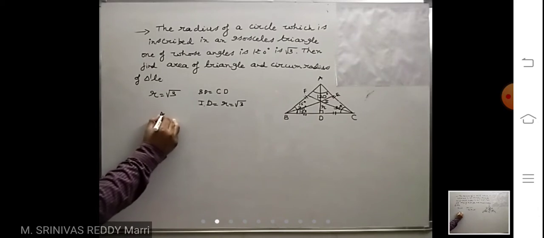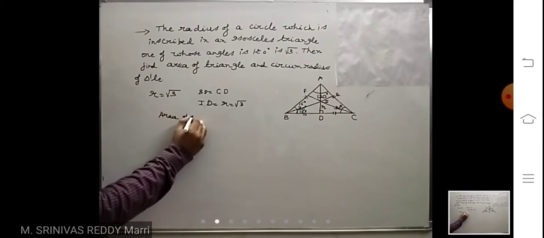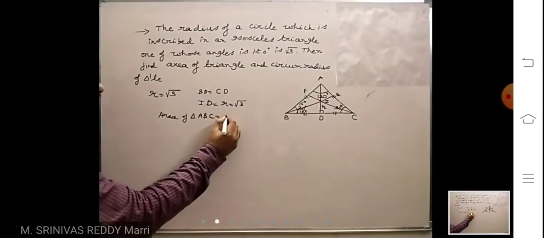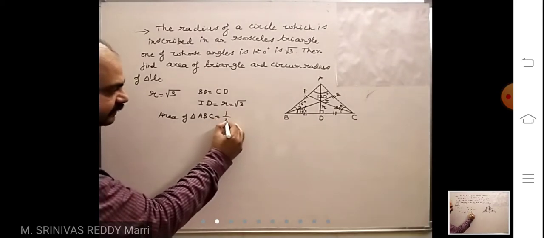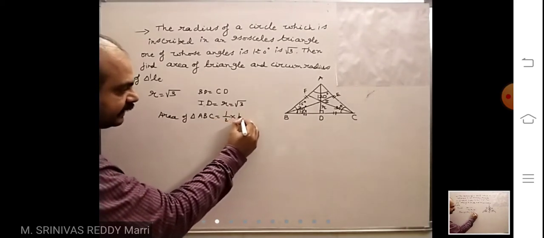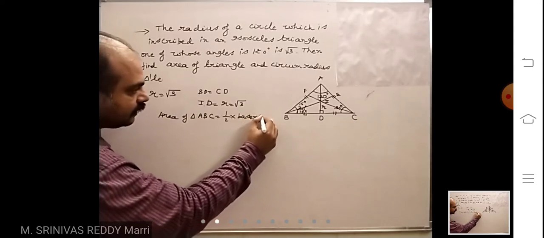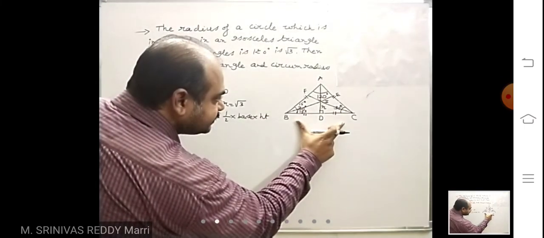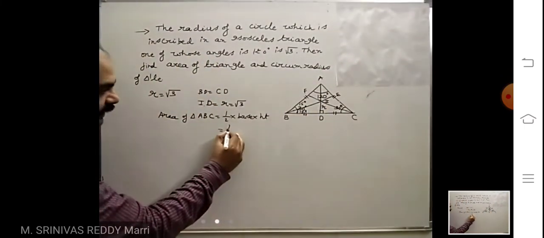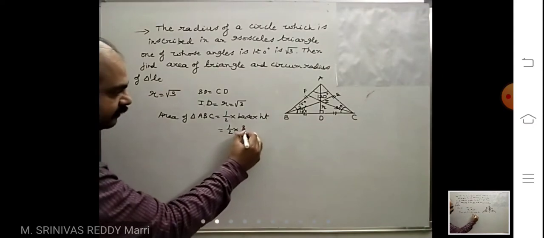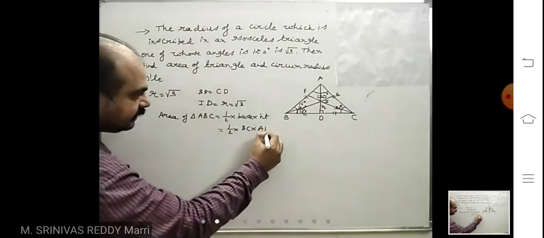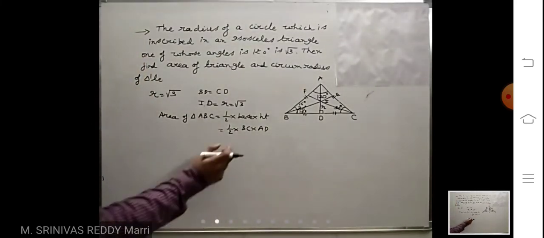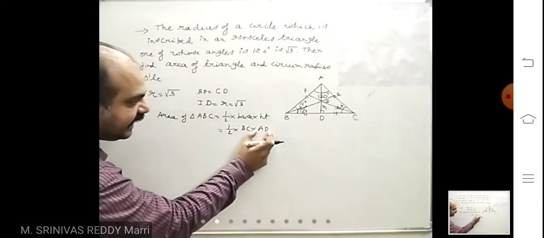Look at the area of triangle ABC. I am using the basic concept, half into base into height. Base is BC for the area and height is AD, which is perpendicular. Half into BC into AD. Now if I calculate what BC is and what AD is, I will get the area.